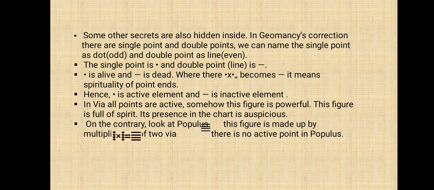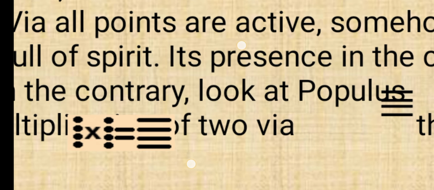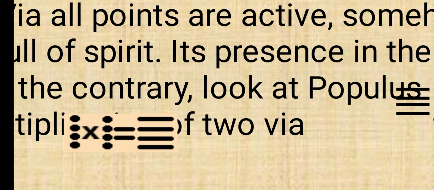So you must remember that when two points are multiplied, we get a line. When two lines are multiplied, we get a line. For example, here we can see that the first fire point is multiplied with fire point, we get a line. Then there is an air point with the air point, we get a line.